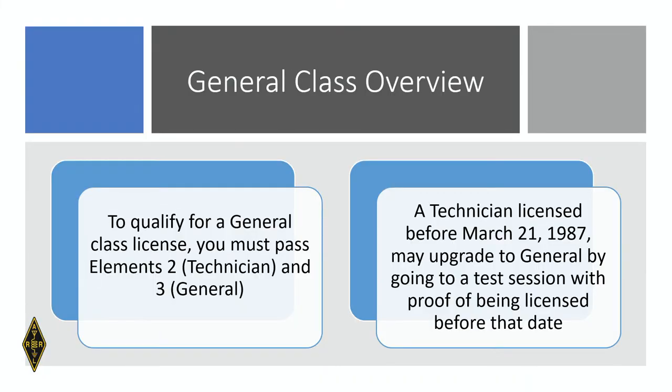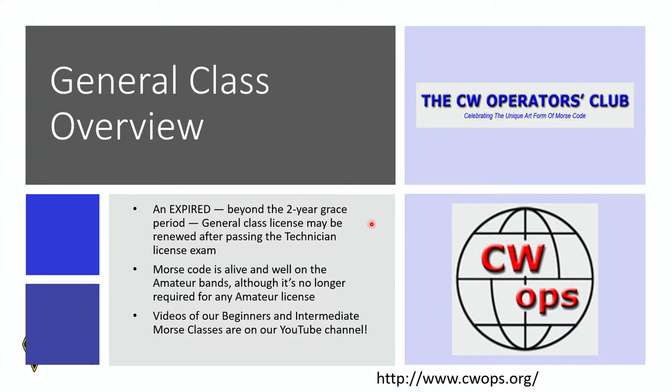So, to qualify for a general class license, you must pass Element 2, the technician license, and Element 3. Element 1 in the FCC was the Morse code test, which is no longer required. A technician licensed before March 21st, 1987, can upgrade to general by just going to a test session with proof of being licensed before that date. If someone has an expired license, a general class license may be renewed after just passing the technician test.